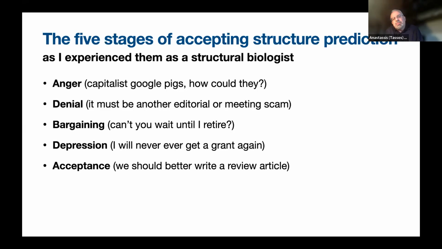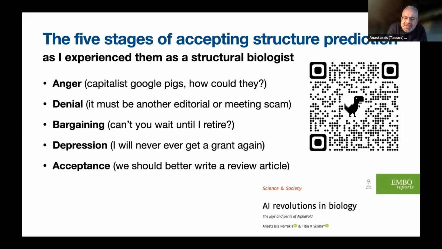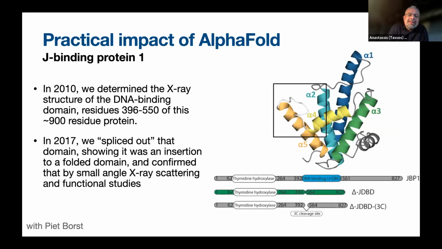And what better way to accept it than to write a review article? So we wrote this article. We were invited actually by Yambo to write this article together with my colleague Tizia Sixman. And this is the point that I started thinking again about what AlphaFold is bringing. And I honestly realized that AlphaFold is great. Artificial intelligence algorithms for predicting protein structures are great opportunities, not only for experimental structural biology, but for structural biology in general.